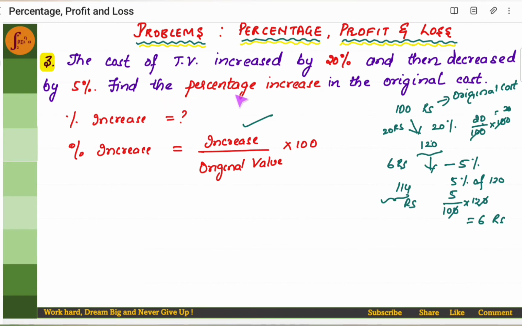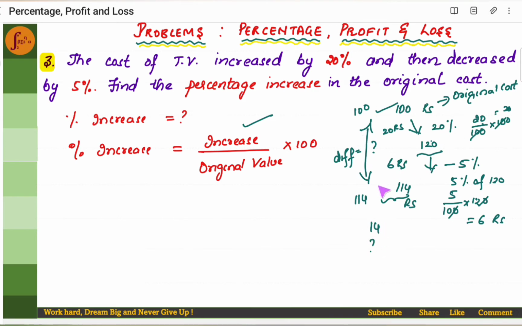Now find the percentage increase in the original cost. We assume that the original cost is 100 rupees. To find the percentage increase, first you have to find the difference between 100 and 114, and then you need to tell this difference in percentage. From 100 to 114, the difference is 14. You should tell this in percentage. How much percent is 14? That's what we need to find out.